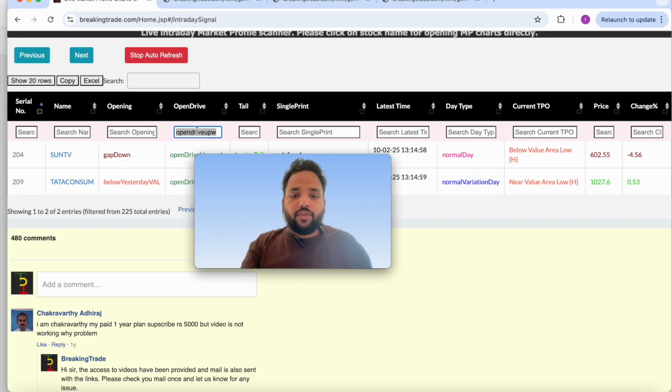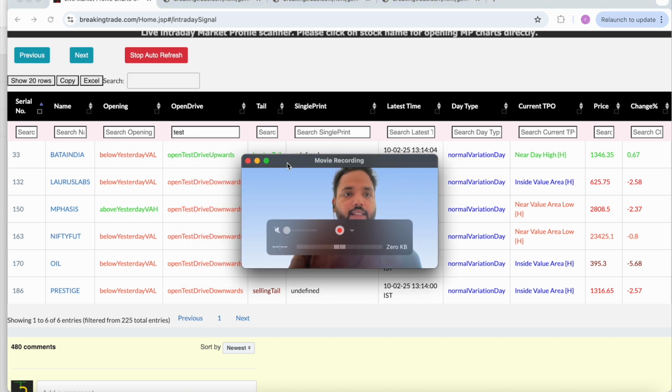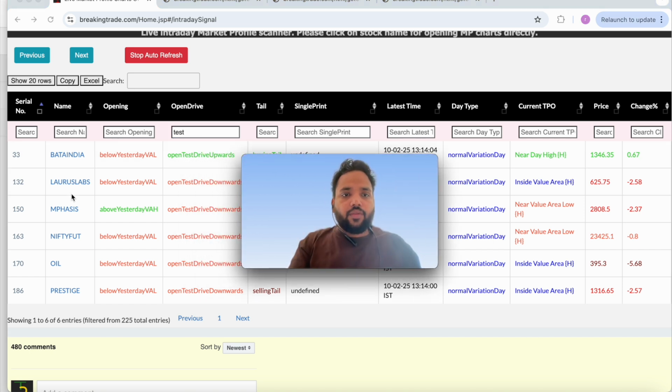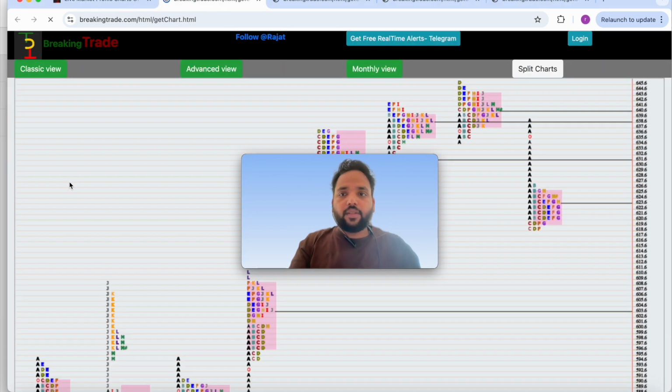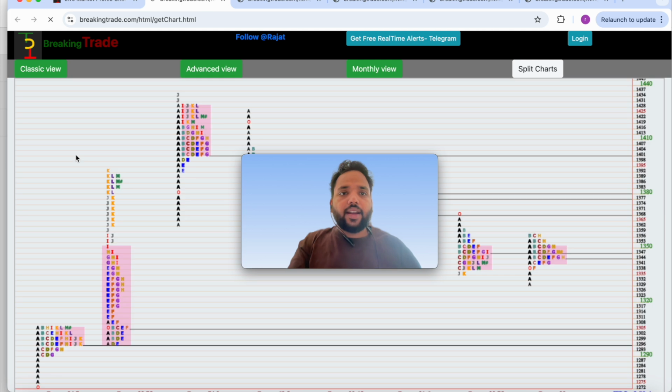Let's take the example of test drive now. In test drive, let's take the example of Lotus Lab here. You can see the market opened around 636, then it tested the yesterday value area low with 3 TPOs, and then it started to move downward and is still moving in a downward direction in the value area formed. Let's take the example of test drive upwards, say Bata India.